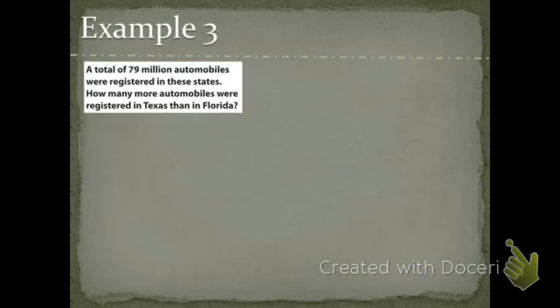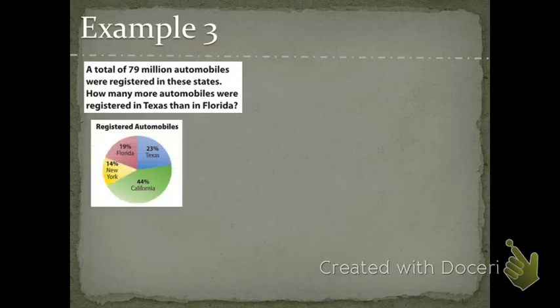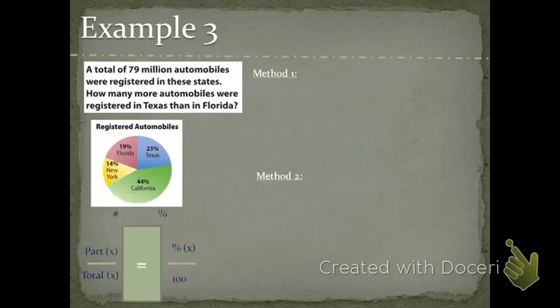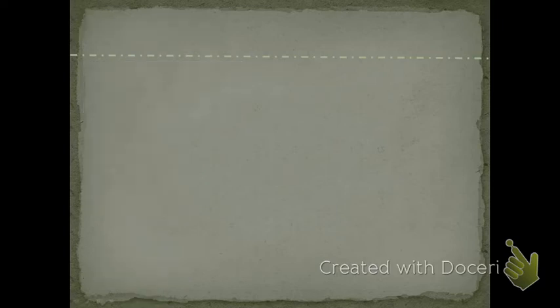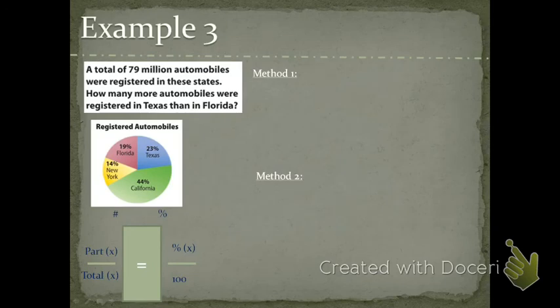Example 3, a total of 79 million automobiles were registered in these states. How many more automobiles were registered in Texas than in Florida? So here's our circle graph for registered automobiles. We're looking at Texas and Florida. Okay, this one is multi-step. First we're going to find Texas. So we're going to set up our percent bar for Texas. Texas is 23% out of 100. We had a total of 79 million, so we're trying to find our part.